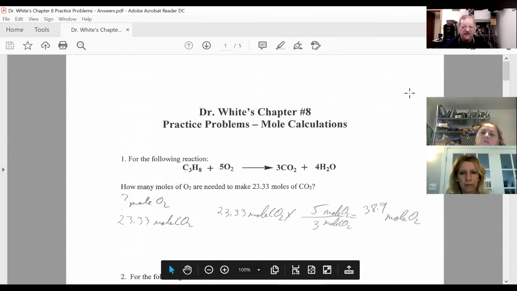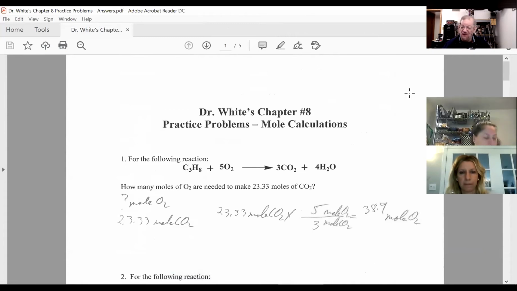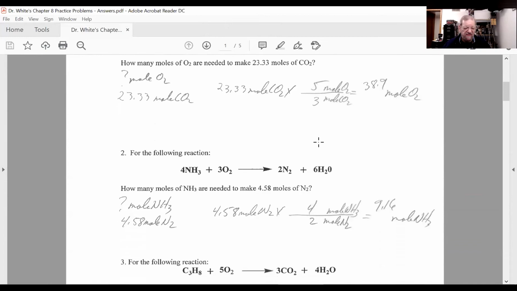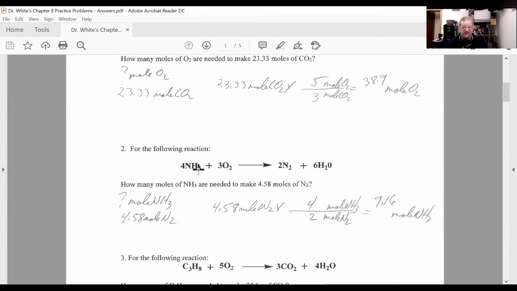All right, everybody see Dr. White's chapter 8 practice problem, mole calculations? Good. Now, let's look at number 2. We have this chemical equation, it's balanced, and it asks how many moles of ammonia are needed to make 4.58 moles of nitrogen. What are we being asked to find? Moles of NH3, ammonia. What are we given? Moles of nitrogen. Sometimes I might have also written this 4.58 moles of nitrogen with an excess O2.